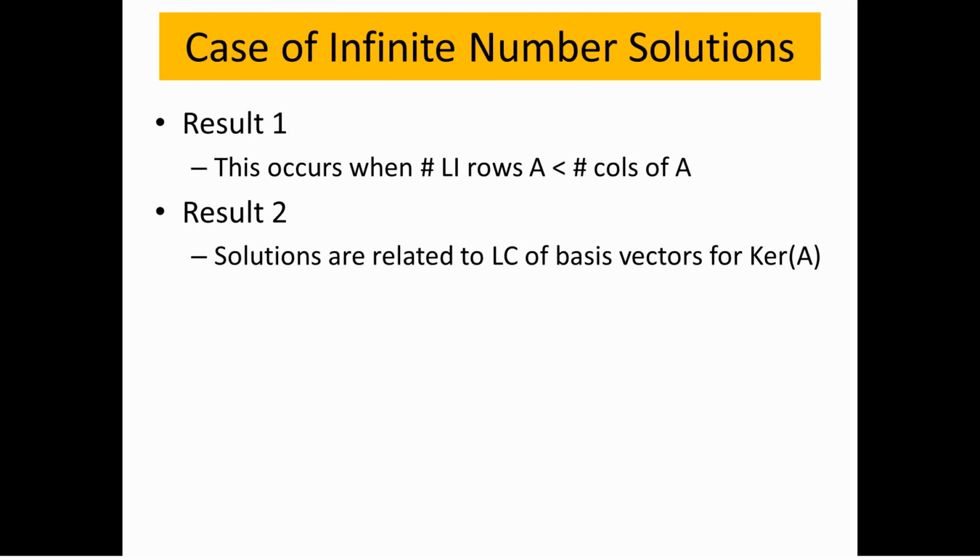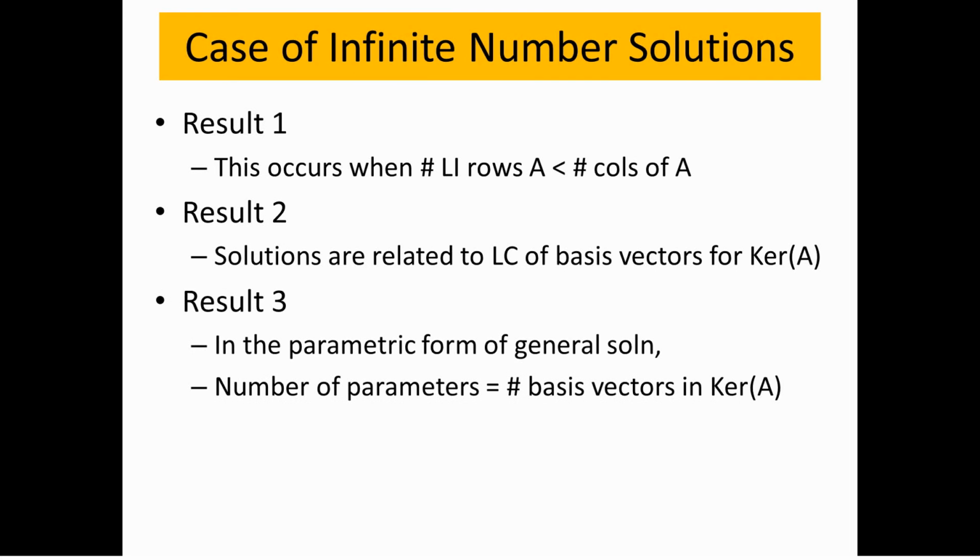Next, we're going to show that the solutions, when we have an infinite number of solutions, are given in terms of linear combinations of the vectors that are the basis vectors for the kernel of A. And the last result we want to show is that when we write the parametric form of the general solution, the number of parameters is equal to the number of basis vectors in the kernel of A. If this doesn't make any sense right now, that's okay. We're going to explain this as we go along.